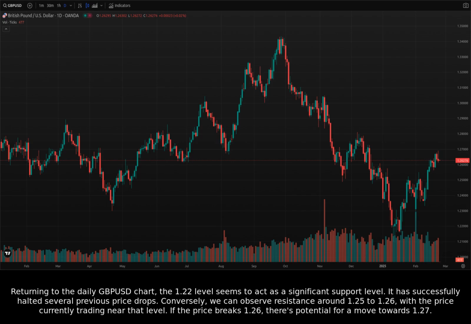Returning to the daily GBPUSD chart, the 1.22 level seems to act as a significant support level. It has successfully halted several previous price drops. Conversely, we can observe resistance around 1.25 to 1.26, with the price currently trading near that level. If the price breaks 1.26, there's potential for a move towards 1.27.